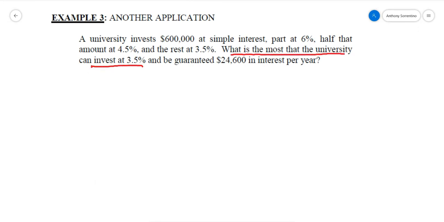So I'm looking to figure out what's the most that they can invest at that in order to guarantee getting $24,600 in interest per year. And that means that it's probably at least. I want at least that amount.